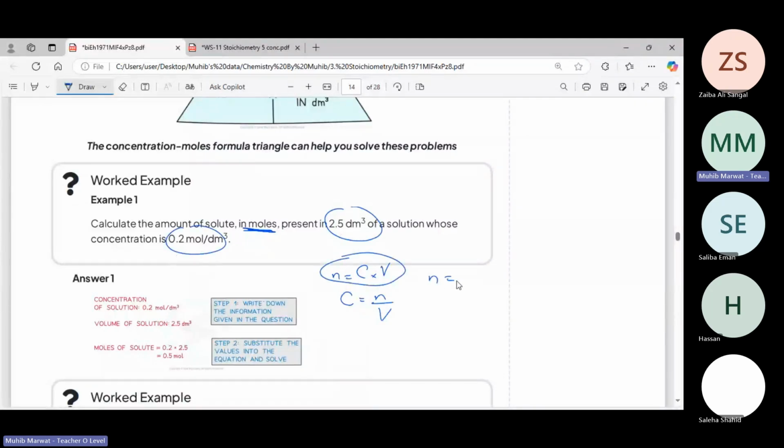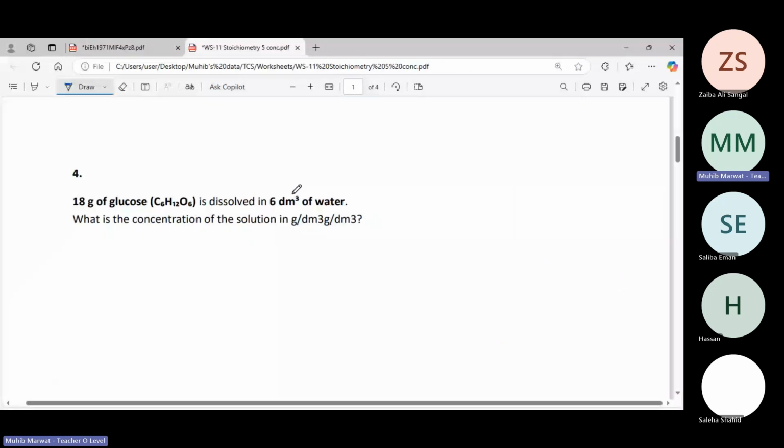Number of moles equals concentration multiplied by volume. Concentration is 0.2 moles per dm cube, and the volume is 2.5 dm cube, right? So the answer will be 0.5 moles. Is it clear? Dear students, please respond to me.